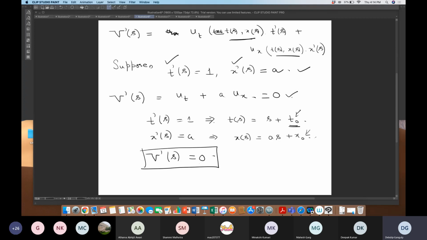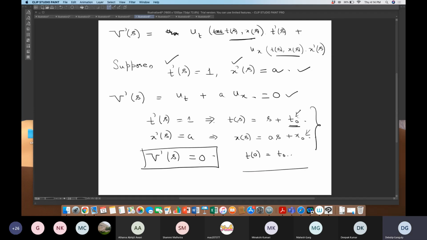So you just first solve t prime of s equal to 1 and x prime of s equal to a. This implies t of s equal to s plus t naught, x of s equal to a s plus x naught. Clear? And the curve gamma of s is nothing but a straight line. Why t naught? What is t of 0? t of 0 is t naught.